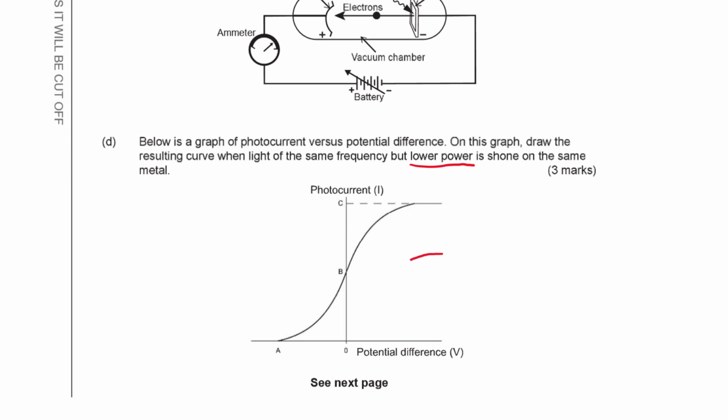So I'd expect something like this to happen. Now this point A represents the reverse voltage that results in the electrons with the most kinetic energy not making it back. Because we're using the same frequency, we expect the same maximum kinetic energy, which means the same stopping voltage. So something like that: the same point A, and make sure point B is below, and point C is also below. Again, less intensity means less power, which means fewer electrons. Fewer electrons means less current.